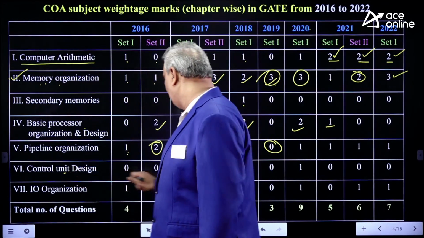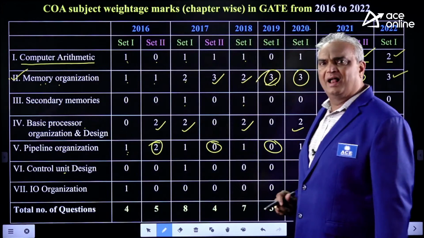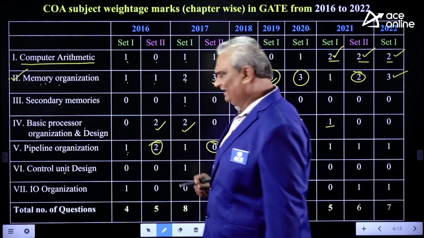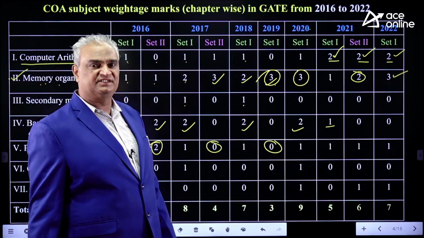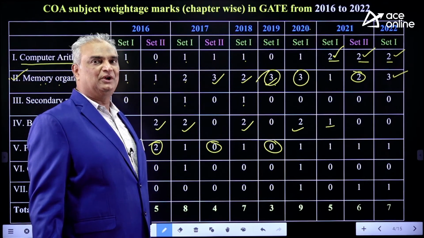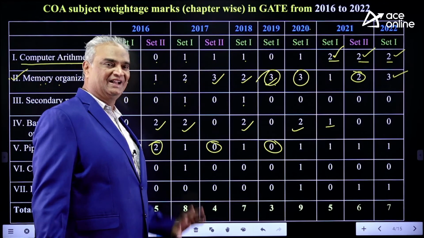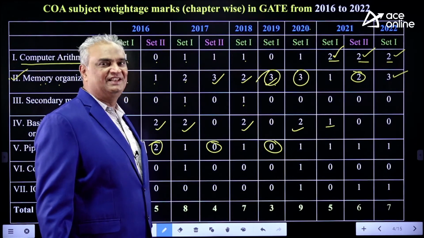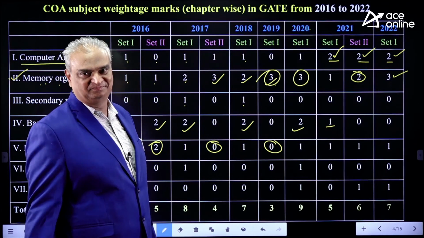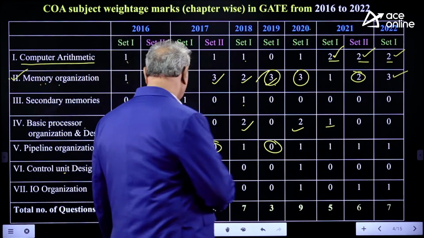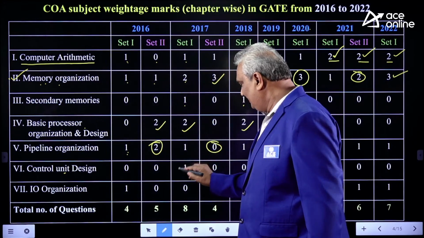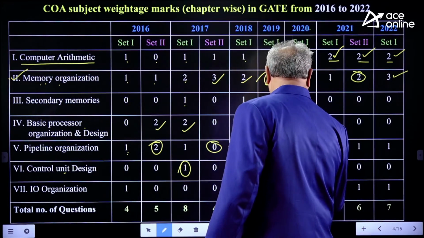Next, control unit design. Already informed the same earlier. We expect questions frequently, but it is a design oriented topic. A student who has knowledge of this, who understands this, can easily get a job in the hardware field, a design oriented field. Next, we had questions in 2017 and 2020.